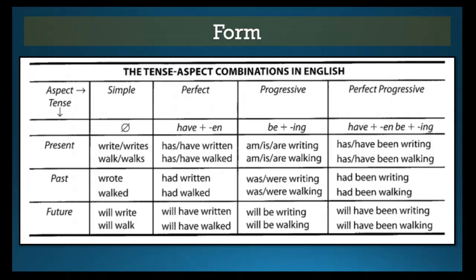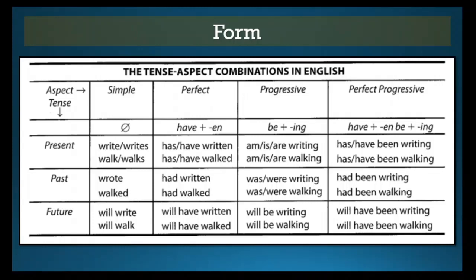Now, the answer is this. Only the combinations made with the simple aspect take the way of calling by aspect first, then tense. So we have simple present, simple past, and simple future. In the case of perfect, progressive, and perfect progressive, you begin with the tense followed by the aspect, like present progressive, present perfect, or future perfect progressive.